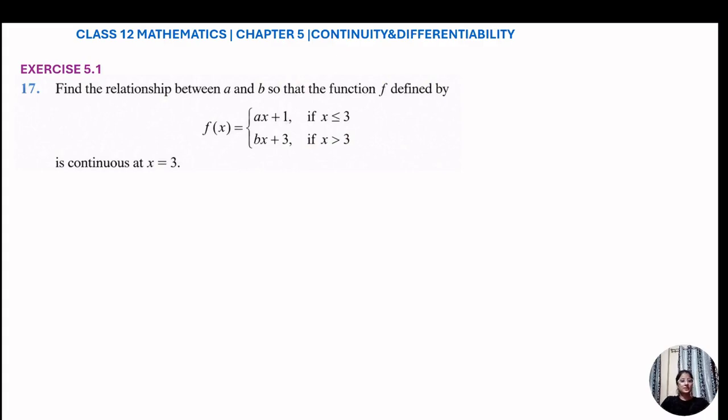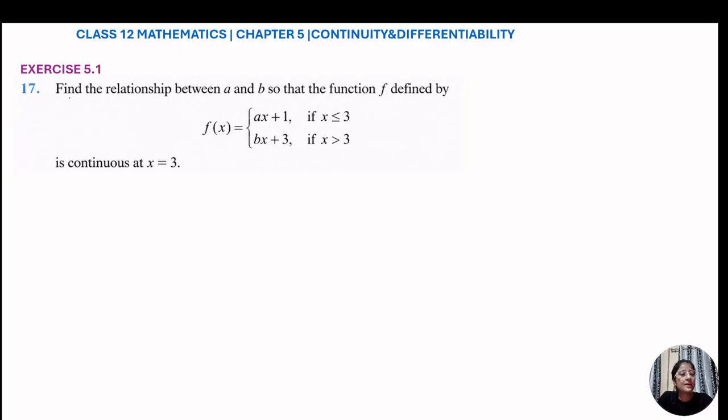So the first question is question number 17 of exercise 5.1. First of all, always read your question carefully, note the given statements and what we have to do. Then your question will be very easy for you to solve. So let's read the question carefully.